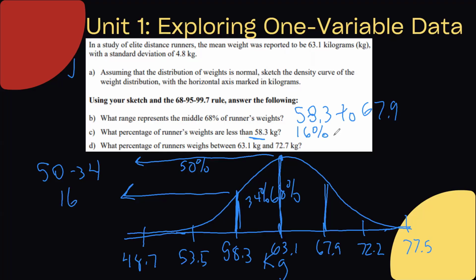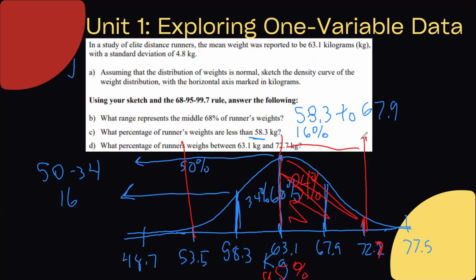What percentage of runners' weights are between 63.1 and 72.7? So 63.1 and 72.7. That would be this amount right here. If we remember that this is going to be 34%, there's one standard deviation above. The next is 95%. So if we go 2 standard deviations, that's going to be 95%. And half of that would be 2 standard deviations above only, which is 47.5%. So that's going to be our answer for D, 47.5%.